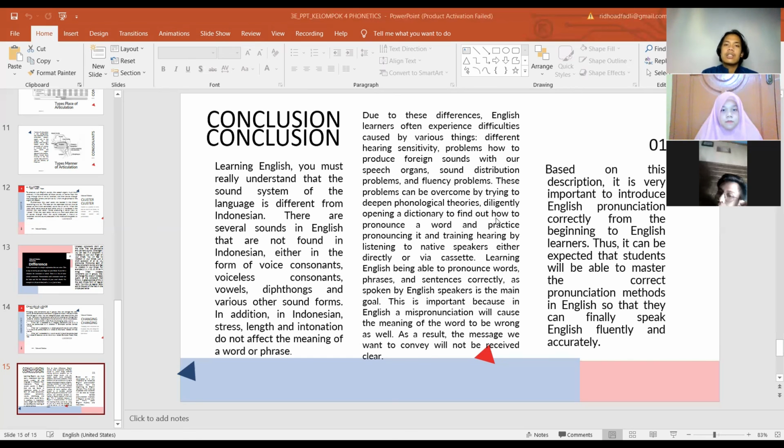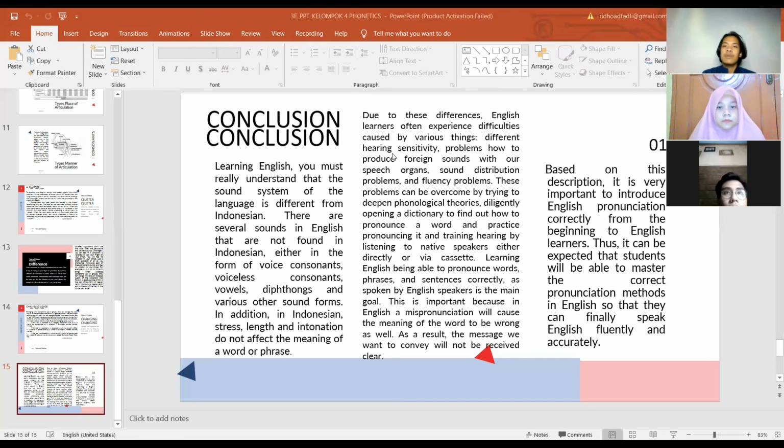In learning English, being able to pronounce words, phrases, and sentences correctly as spoken by English speakers is the main goal. This is important because in English, mispronunciation will cause the meaning of the word to be wrong as well. As a result, the message we want to convey will not be received clearly.